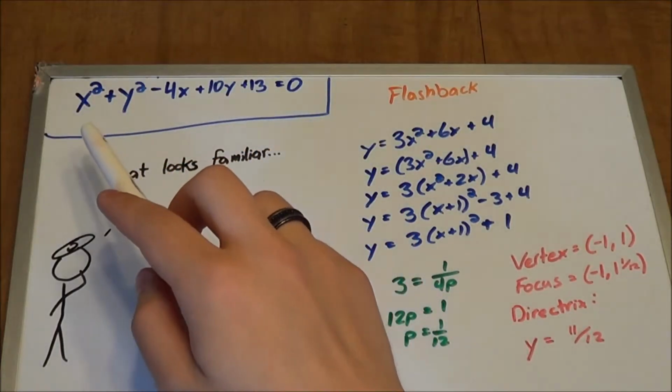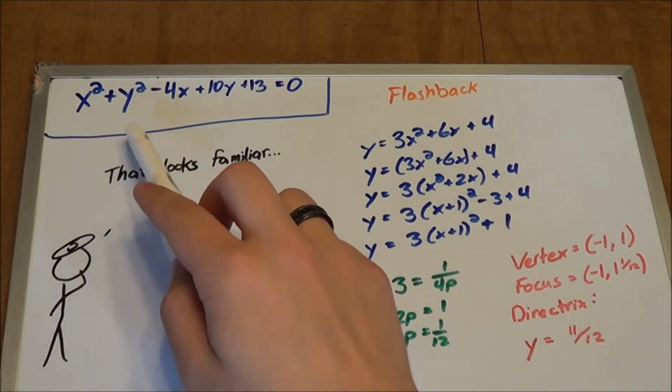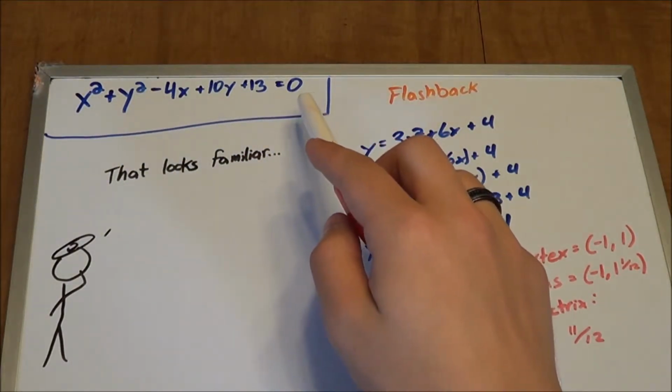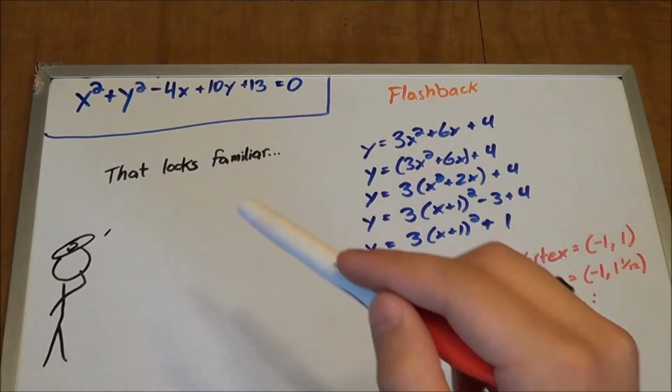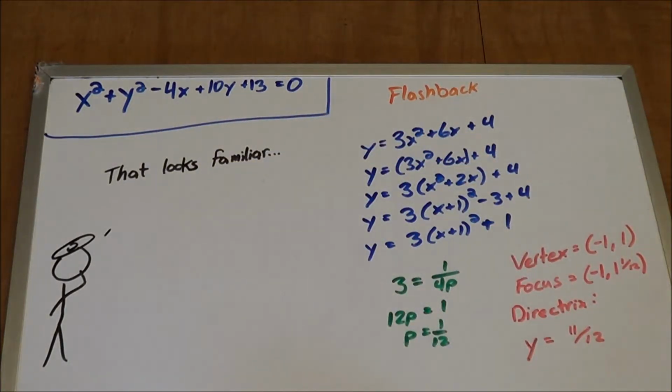Something that usually comes up on an exam is taking something fully expanded like this, asking you to identify which conic section it is, having you rewrite it in its standard or graphing form, and then identifying what its defining characteristics are.